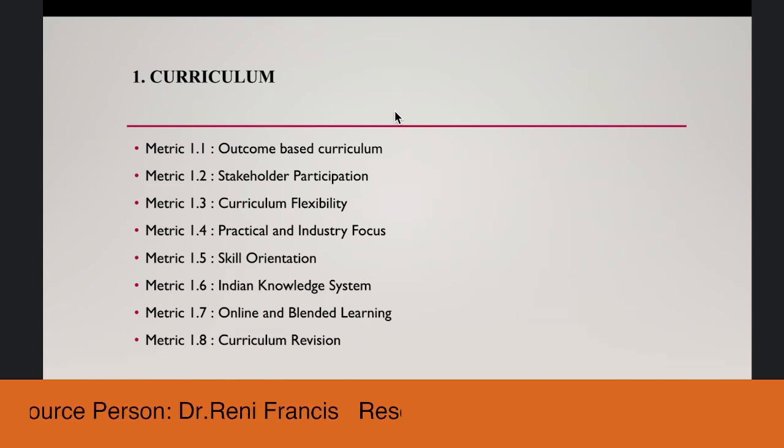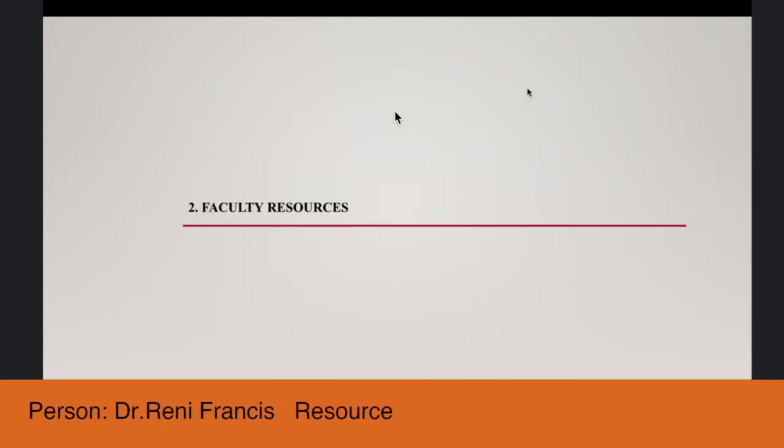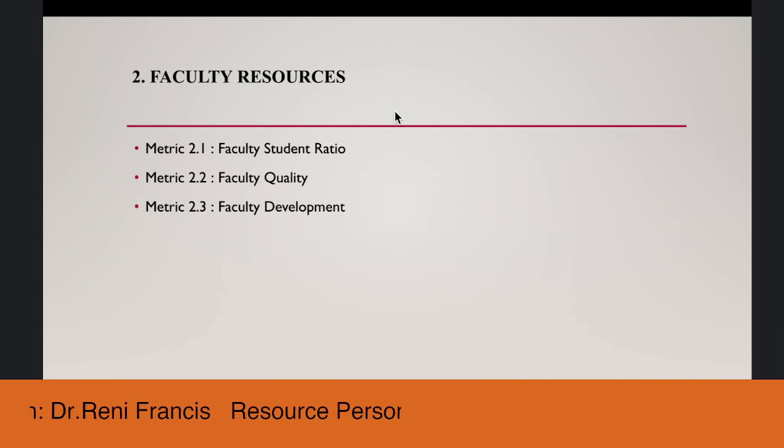From here we move to the next aspect, that is faculty resources. In faculty resources, you have three areas or three metrics that they focus on: faculty student ratio, faculty quality, and faculty development. So here we will look into faculty student ratio.